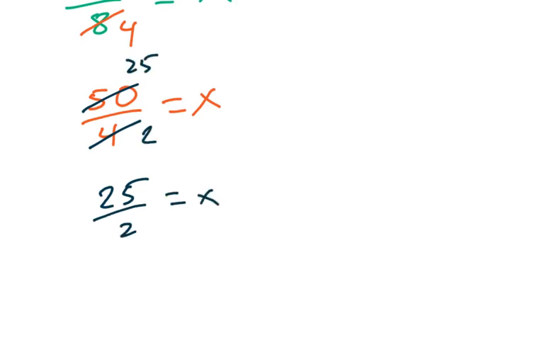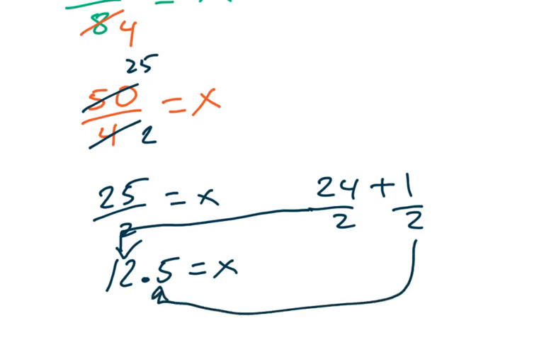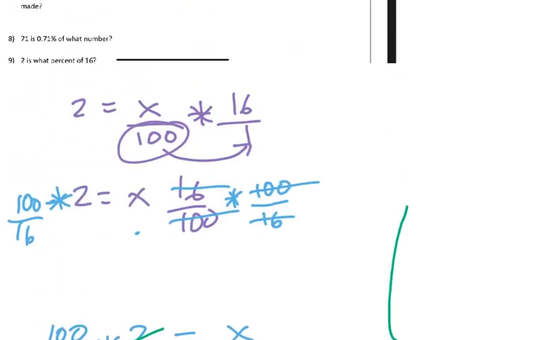Now, I know 24 divided by 2 is 12, so if I have one more, it's a half, so this is just 12.5. x is 12.5. Again, what I'm saying here is I'm rewriting 25 as 24 plus 1, dividing both of these by 2. 24 divided by 2 is 12, half is 0.5, so it's 12.5. And there's my answer. Okay, on to the next page.